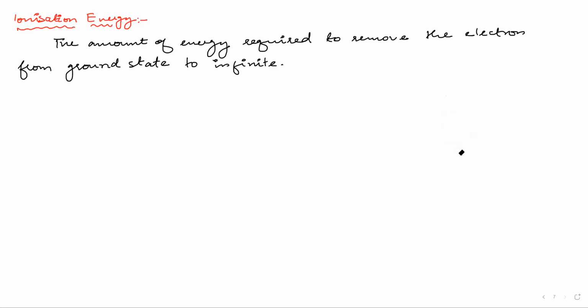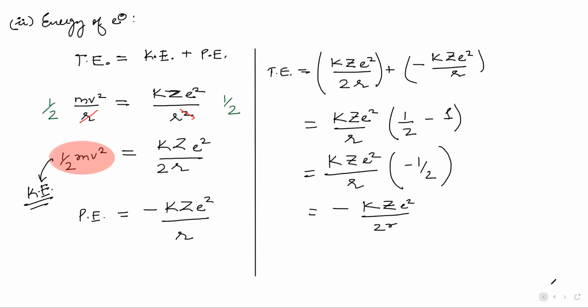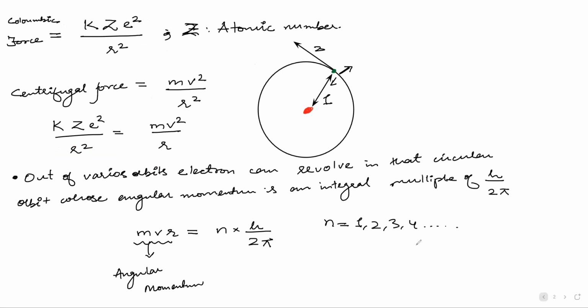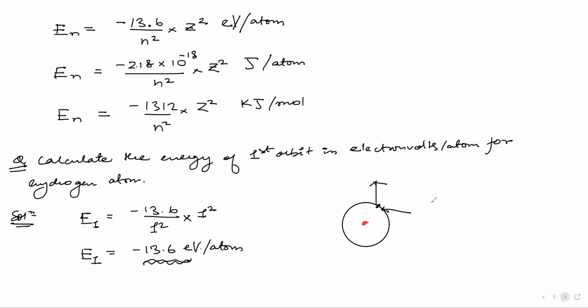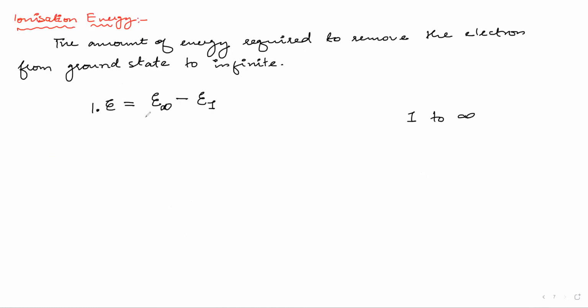So, for example, we can write E infinity for the ionization energy. Ionization energy is equal to E infinity, that is the final state, minus E1, because we are sending from 1 to infinity. The formula is E2 minus E1. Here, infinity is the final state and 1 is the initial state.